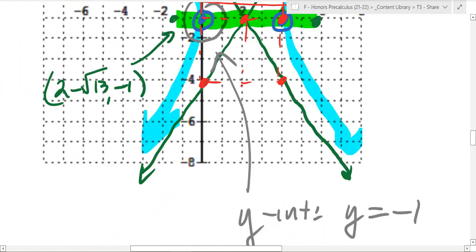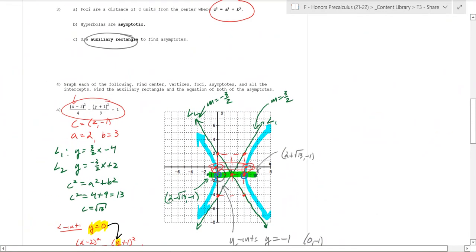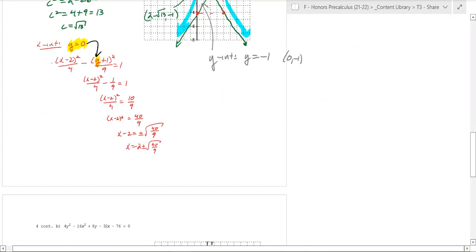So your two x-intercepts, those are these 2 points right there and right there. Those two x-intercepts are going to be (2 plus the square root of 40 over 3, which is the square root of 9, comma 0) and (2 minus the square root of 40 over 3, comma 0). Those are your two intercepts.